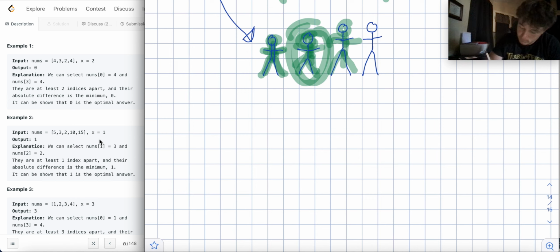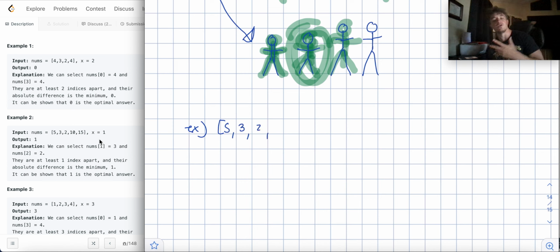So, for example, if we had 5, 3, 2, 10, 15, okay? So 5, 3, 2, 10, 15. There's going to be a considerable delay, and I apologize. I'm going to get a new computer soon enough here. So 5, 3, 2, 10, 15.